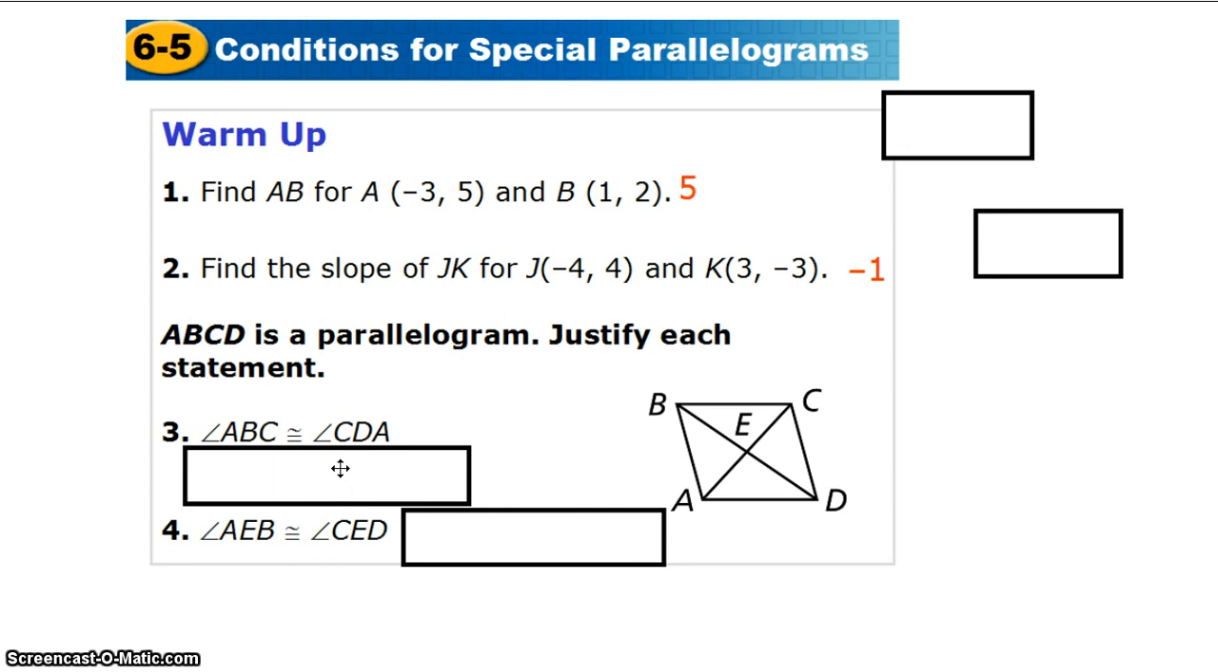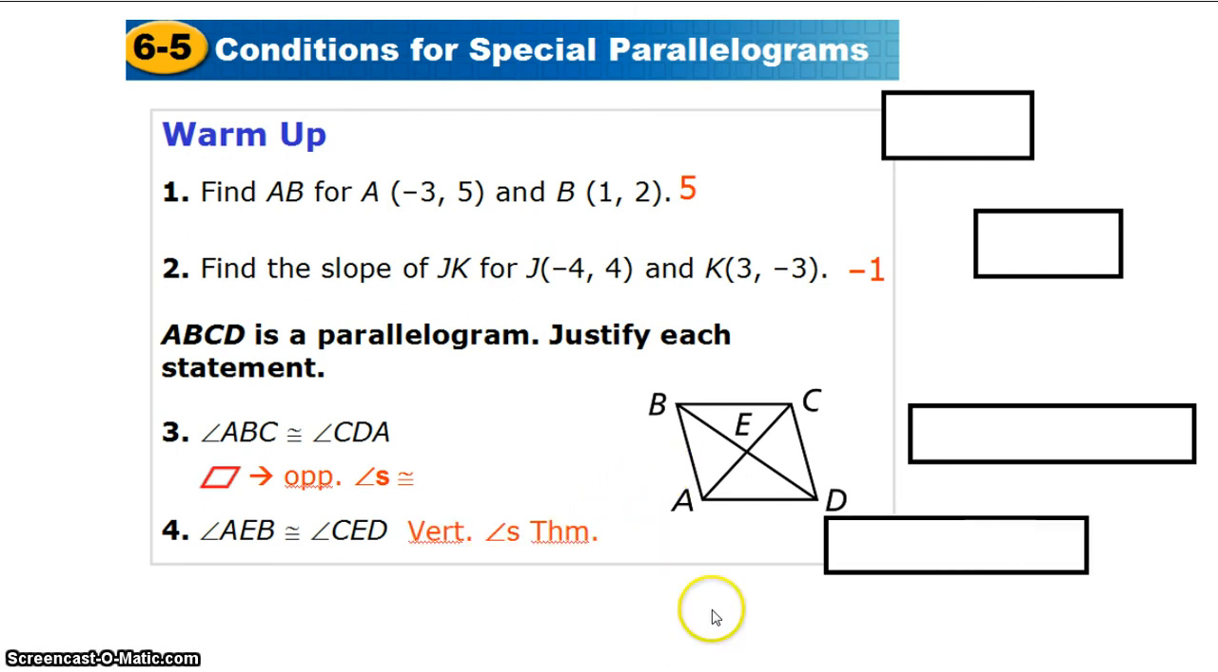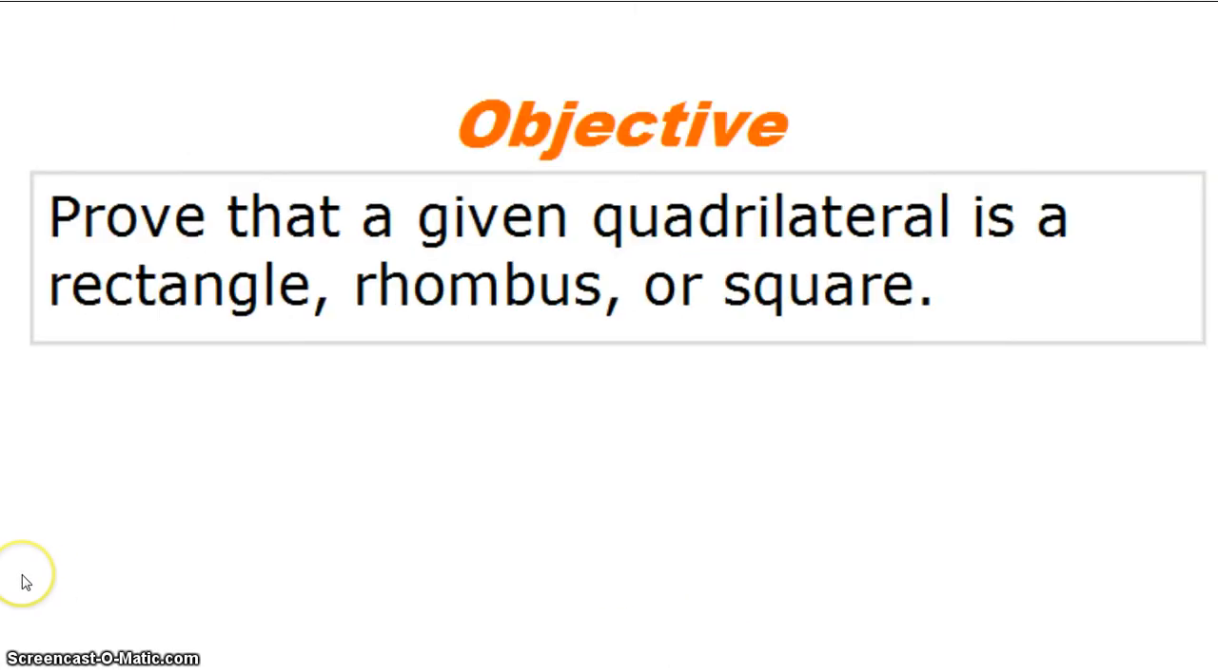ABCD is a parallelogram, so justify the statement that angle ABC is congruent to angle CDA. And you should have said, if you have a parallelogram, then opposite angles are congruent. Number 4, angle AEB is congruent to angle CED. Vertical angles theorem. Good.